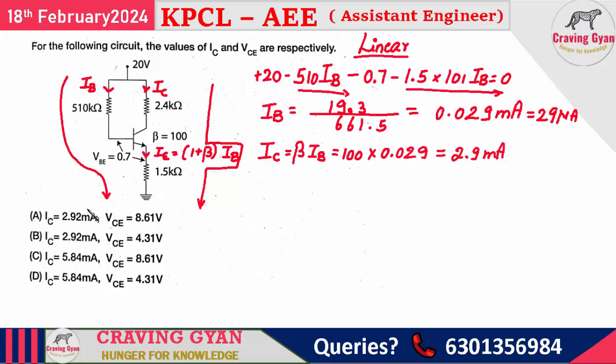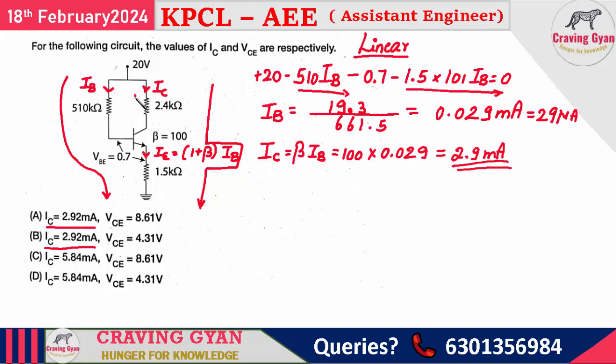The option here says 2.92. Why is the second decimal point varying? See, 661.5 something is there, and I have neglected it. Because of that, I get this change. So the value of the collector current IC equals 2.92 milliamperes. Now, look at the values of the collector to emitter voltages. There is a huge difference. So, should I solve precisely? No, a rough calculation is more than enough.